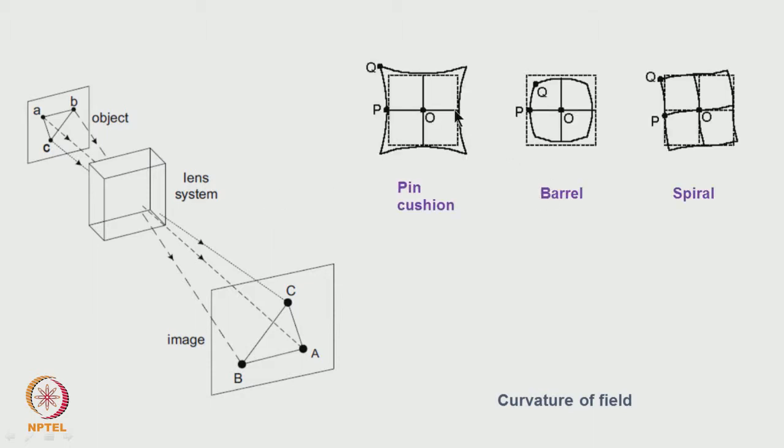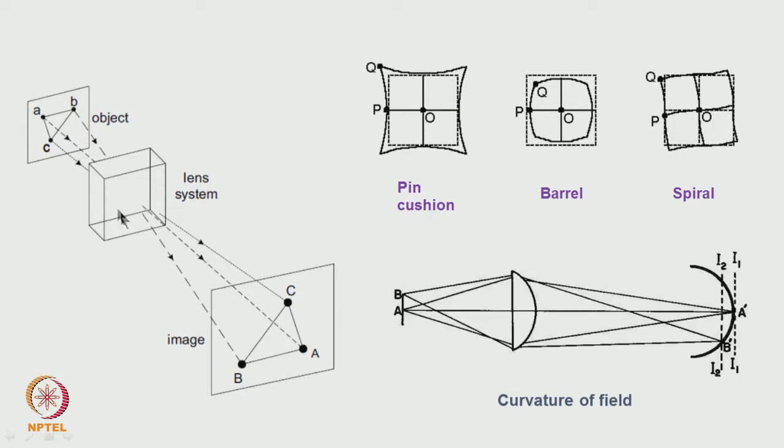But what normally happens in many lenses, for example, as shown here, is that a square grid is taken as the object, and you find that the grid itself is distorted. This is the way it appears. When this appears, we call it the pincushion distortion. And this is another way in which a square grid can appear, which we call a barrel distortion. Here, a rotation is also associated with it, and then it is called a spiral distortion.